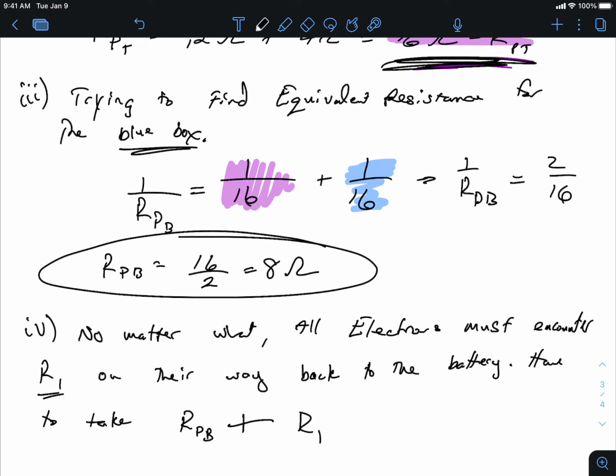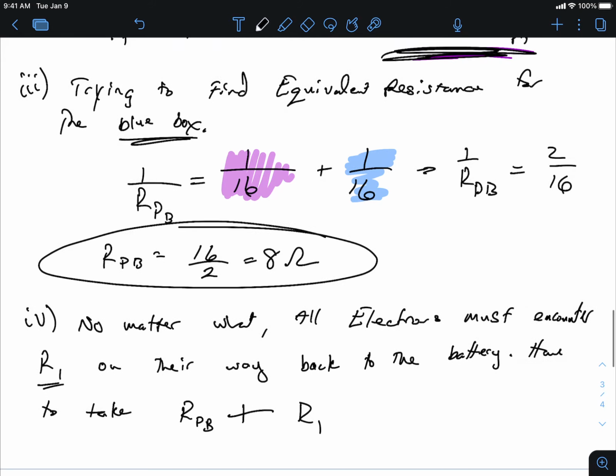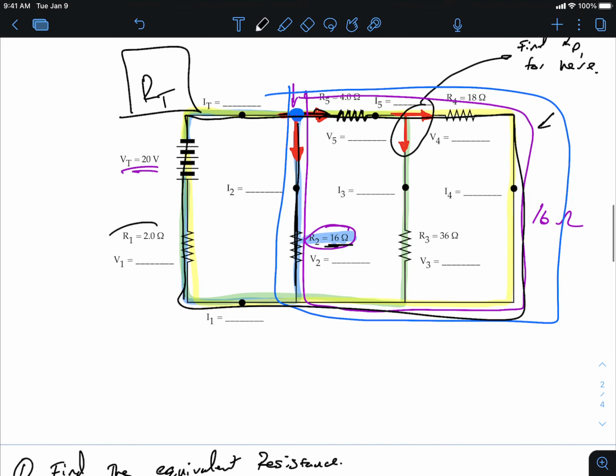That's R1, sorry, R1, not RP1. R1 is 2 ohms. The current, it doesn't matter if they chose the blue path or the green or the yellow, they're all going to be right here, right? And no matter what, on their way back to the battery, they're going to experience this 2 ohms of resistance, right? So we have to take the blue box, RPB, all the equivalent resistance that we found from being in parallel in the blue box.